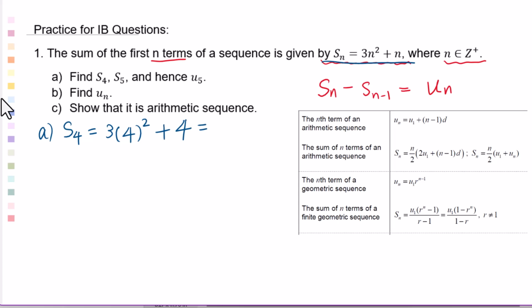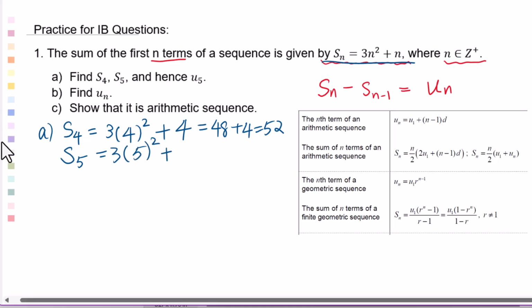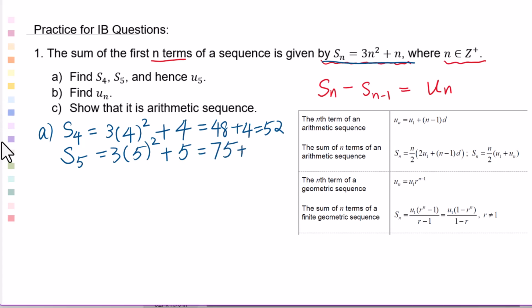equals 48 plus 4 equals 52. S sub 5 equals 3 times 5 squared plus 5 equals 75 plus 5 equals 80. Therefore, u sub 5 equals s sub 5 minus s sub 4 equals 80 minus 52 equals 28.